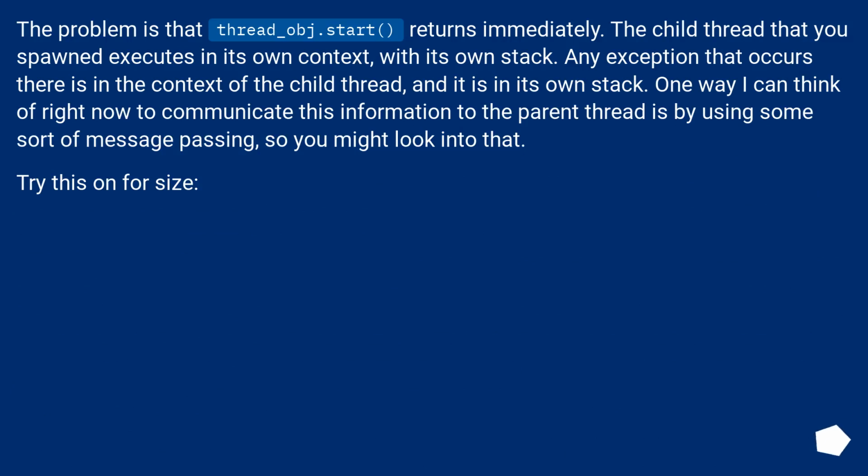The problem is that thread_obj.start returns immediately. The child thread that you spawned executes in its own context, with its own stack. Any exception that occurs there is in the context of the child thread, and it is in its own stack. One way I can think of right now to communicate this information to the parent thread is by using some sort of message passing, so you might look into that. Try this on for size.